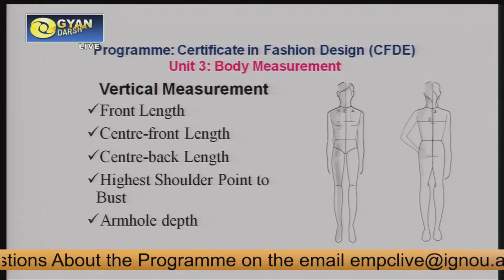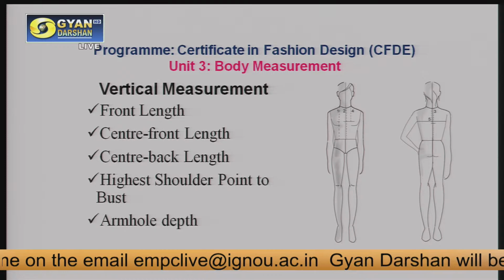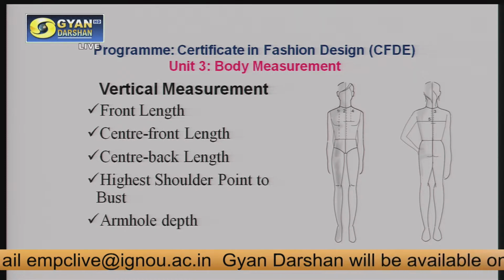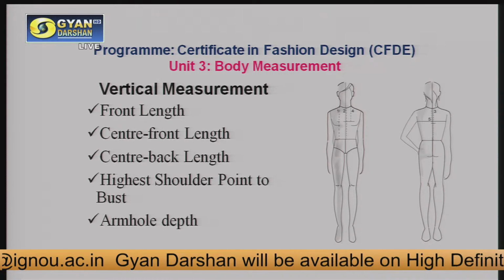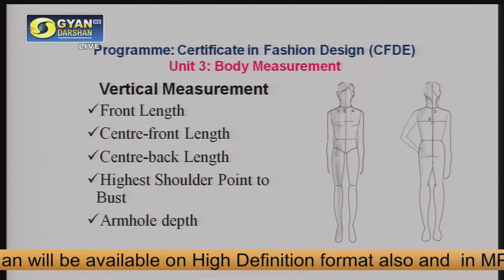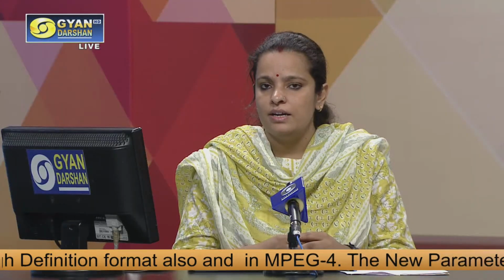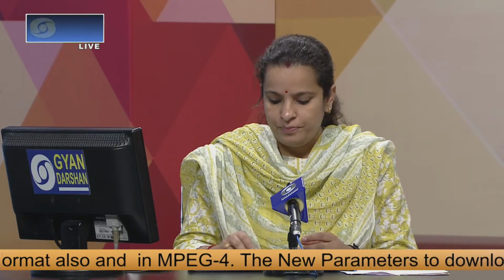The third process or step is the vertical measurement, in which we take the measurement for the front length, center front length, center back length, shoulder, high shoulder point to bust point, and armhole depth. All these measurements are taken under the vertical measurement.